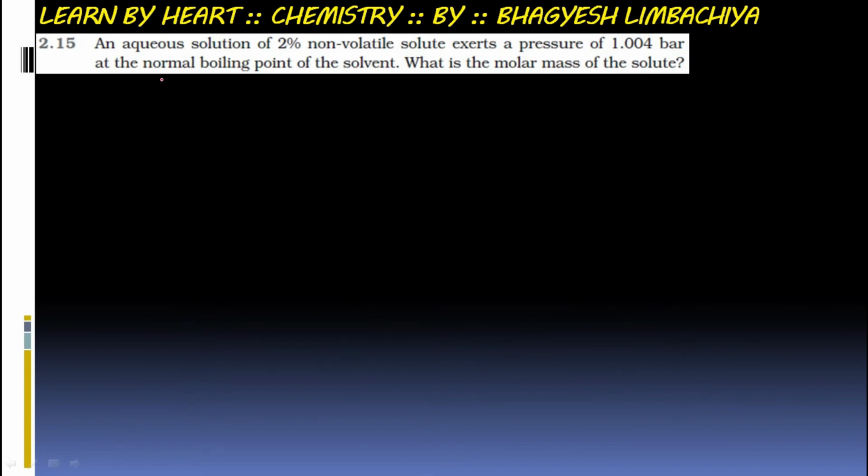Now in this question you are given a 2% non-volatile solute containing solution and it exerts a vapor pressure of 1.004 bar at the normal boiling point of the solvent. So what will be the molar mass of solute? See, P0A is 1.013 bar at normal boiling point of water. This is the atmospheric pressure. And PA is given to you, that is 1.004 bar.